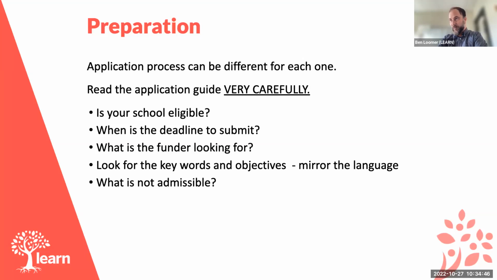What is the funder looking for? That includes thinking about the keywords and the objectives written into the grant. It's good practice to mirror the language back: when they talk about well-being, you talk about well-being. When they talk about student success, you mirror that back. Also be clear about what is not admissible. If you want to provide opportunities for teachers to have release time, check if that's possible. Can you buy food? These are all things you want to think about ahead of time so you don't waste your time applying for something that doesn't fit what you want to do.